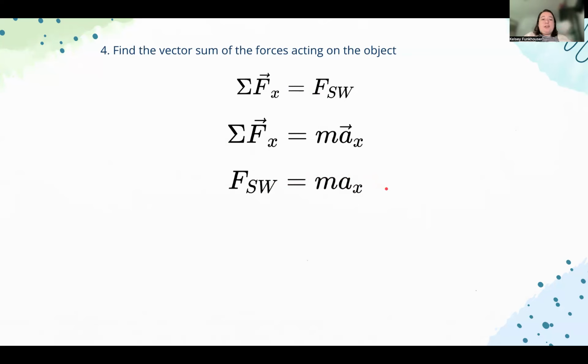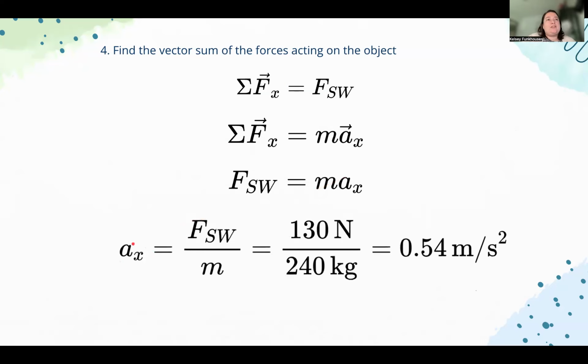So now we can solve for the acceleration because we know the force applied and the mass, they're given in the problem. So we can solve for the one thing we don't know, which is acceleration. We have to just rearrange this equation. So we get that the acceleration is equal to the force divided by the mass, which is 130 newtons divided by 240 kilograms. And that gives us an acceleration of 0.54 meters per second squared.